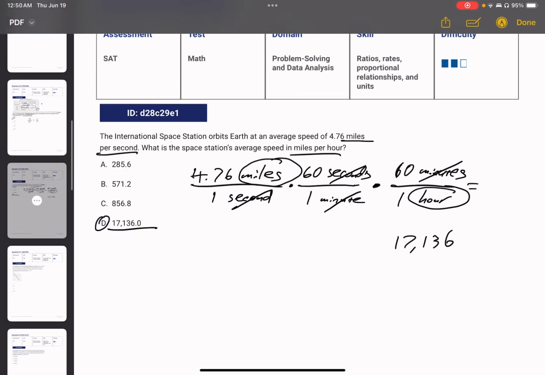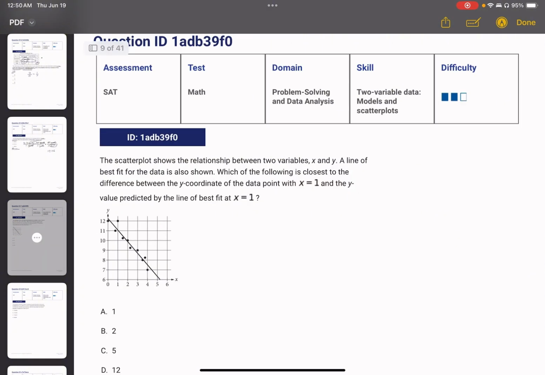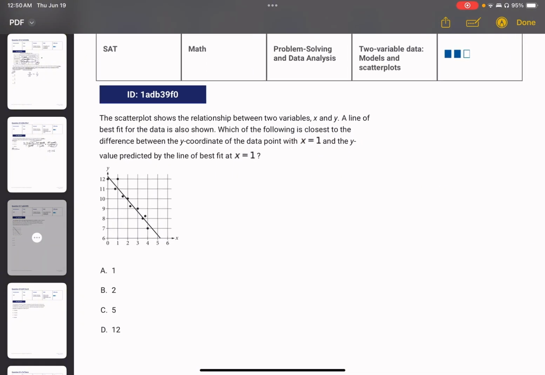Okay, looking at the next problem. The scatter plot shows the relationship between two variables, x and y. A line of best fit for the data is also shown. Which of the following is closest to the difference between the y-coordinate of the data point with x equals 1 and the y value predicted by the line of best fit at x equals 1? So we have y-coordinate of data point minus y value predicted. So the line of best fit is the predicted. For all these values, this is the line of best fit.